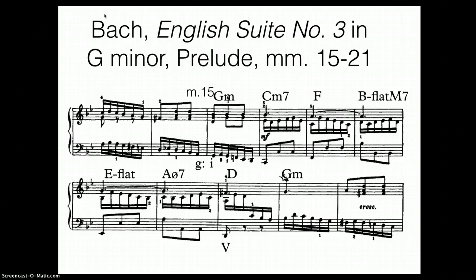Take a moment and think about what is the root motion of this sequence, looking at the jazz chords. That's right, it's a motion by descending fifths. So G down to C, it's down a fifth. C down to F, down a fifth. F to B flat, down a fifth, right? In order to get to the new chord each time, the root motion is down a fifth.